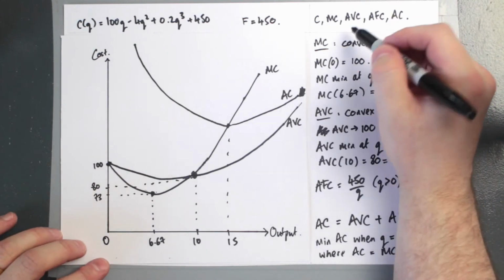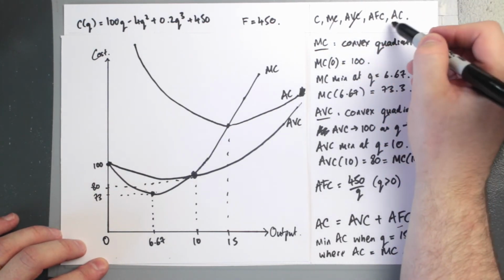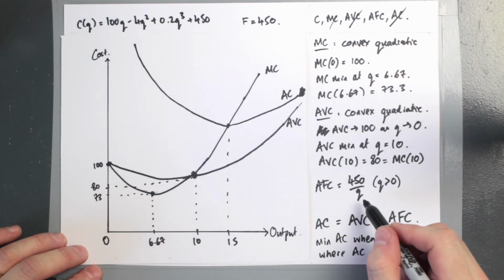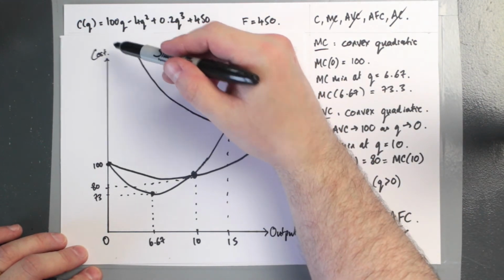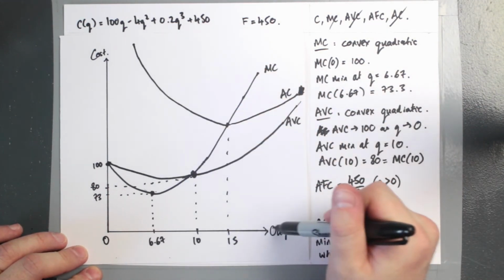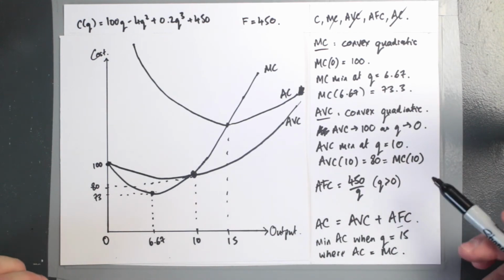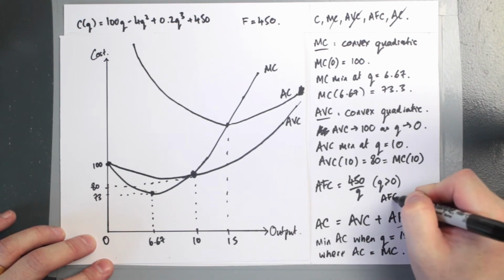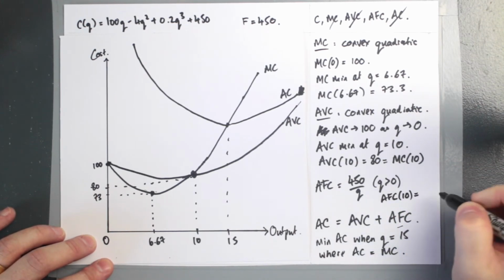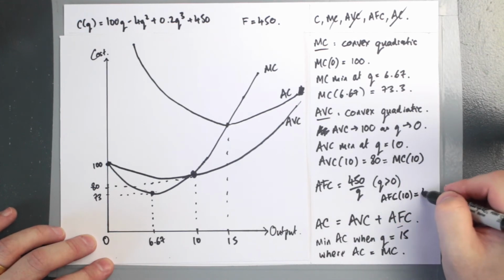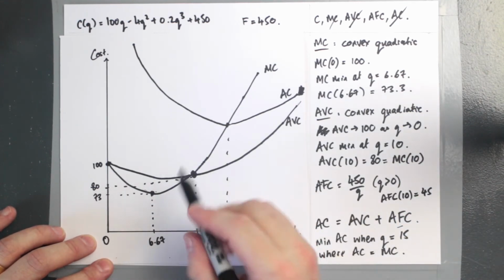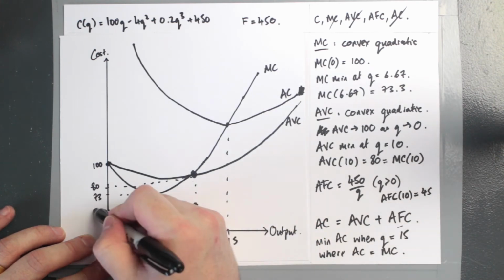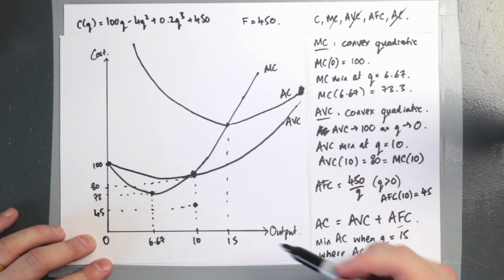Okay, so we've drawn the marginal cost, average variable cost, average total cost. What about this average fixed cost? Well, it's going to start incredibly high and then it's going to get very close to the horizontal axis as output becomes very large. Now we could put some values in just to help place it correctly. So for instance, the average fixed cost of 10, 450 divided by 10 is 45. So this point here was 80. So let's pop a point there and say that's 45.